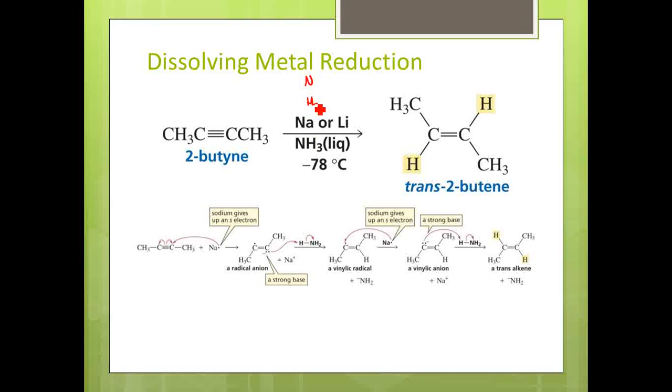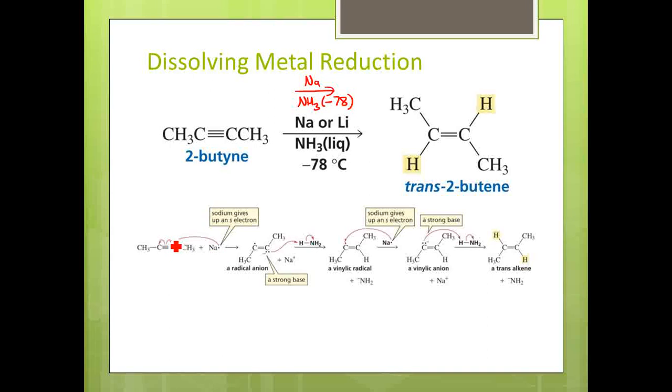There is a counterpart that actually does an anti-addition. It's sodium or lithium metals in liquid ammonia. So we'll typically see this just written as sodium, and I typically write NH3 and the -78, because it turns out the temperature is darn important. So that liquid ammonia is necessary. It's kind of neat. This actually forms a pretty blue liquid.